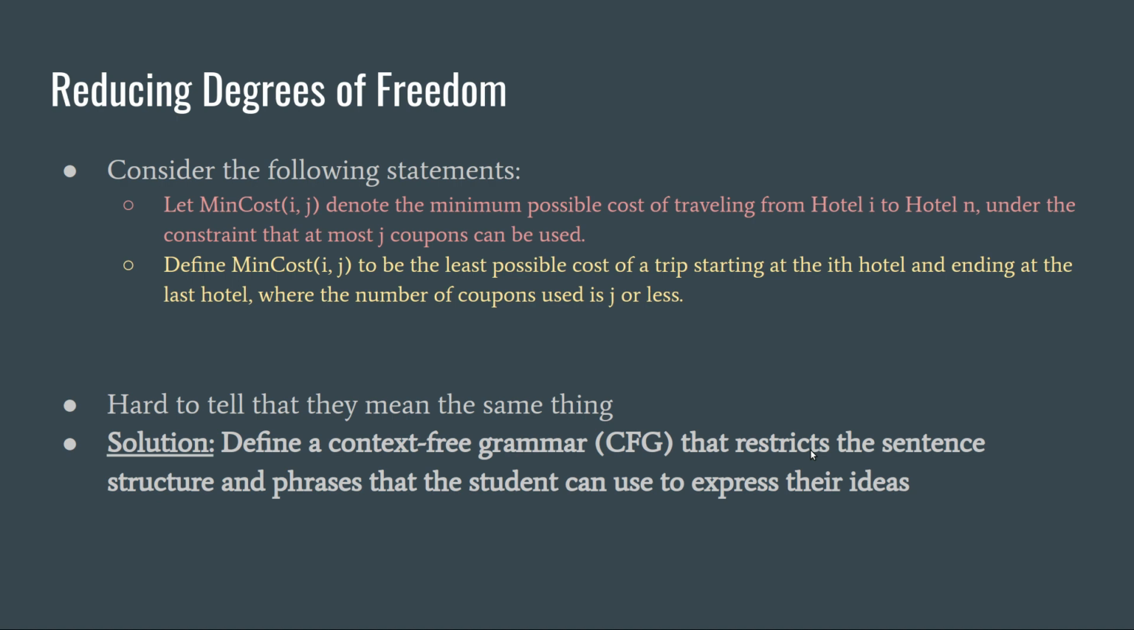So consider these two statements that a student might submit. They basically mean the same thing, but they use different phrases and different sentence structure to convey the same ideas. So for an automated system, it's hard to tell that they mean the same thing. So the solution is to define a context-free grammar. The instructor defines a context-free grammar that restricts the sentence structure and phrases that the student is allowed to use when expressing their ideas.